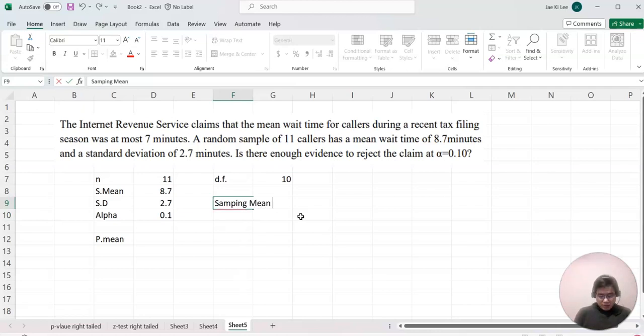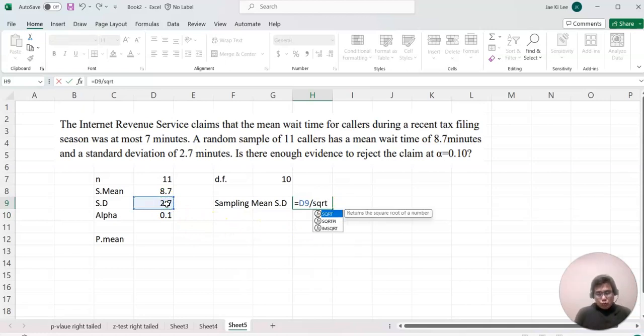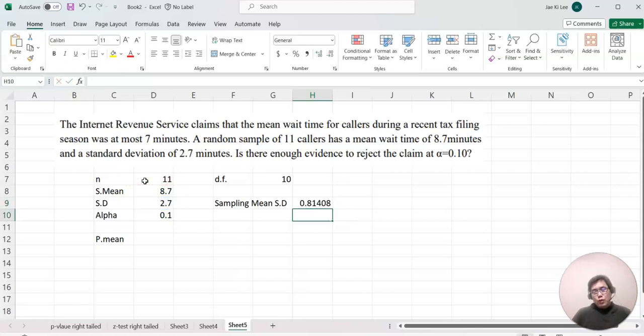Now because we also have a sample size, you need to find the sampling mean standard deviation, which is equal to the original standard deviation divided by the square root of n. Then when you find the t sample, you are using this standard deviation value. Now what's the population mean here? It is always the claim value, which is 7.